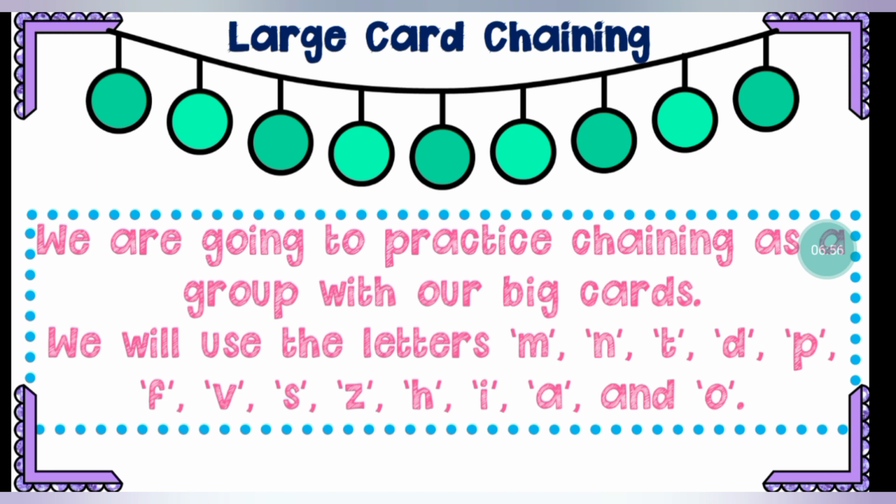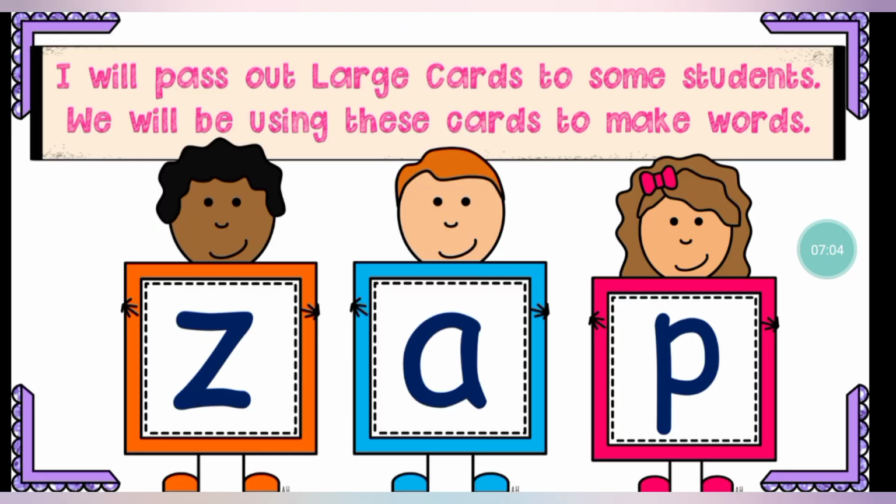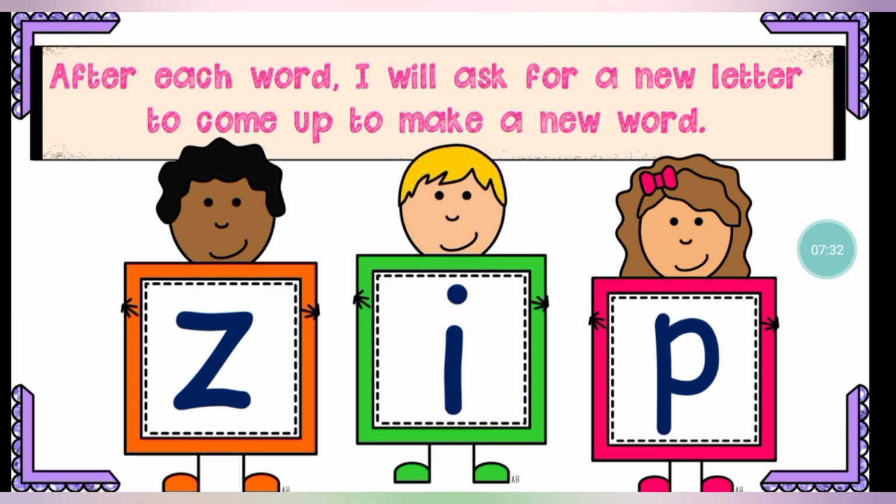Now we're going to practice chaining as a group with our big cards. This activity will be done in the classroom, okay? But let's take a peek from it. So I'm going to pass large cards to some students, or I will use the whiteboard, whichever, but it will be done in the class. Here we have zap, and we can actually change a letter in this word to make another new word. Can you tell me the letter I can remove? We can remove the letter a, right? And replace it with i, and that will give us zip.